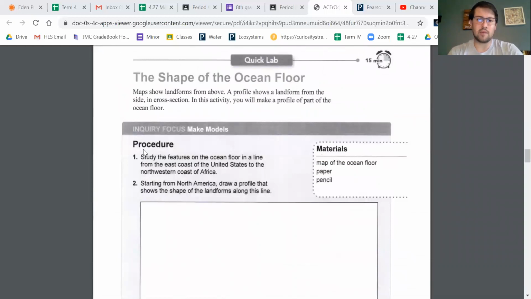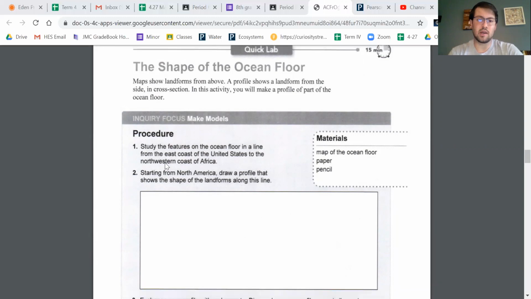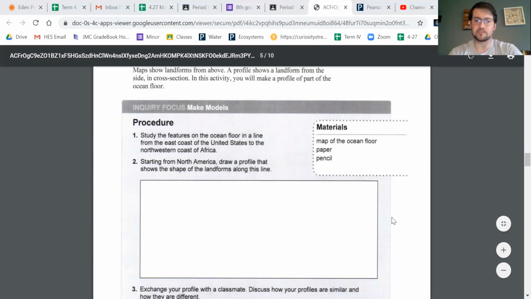The quick lab: maps show landforms from above. A profile shows a landform from the side in cross section. In this activity, you will make a profile of part of the ocean floor. Study the features on the ocean floor in a line from the east coast of the United States to the northwest coast of Africa. Starting from North America, draw a profile that shows the shape of landforms along this line. So I'll draw a quick line on the next page on the map. You'll need your map that I provided for you, this paper, and a pencil.